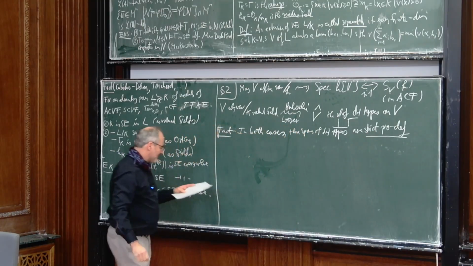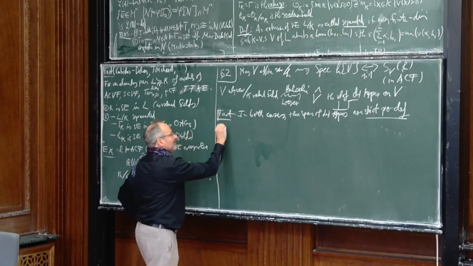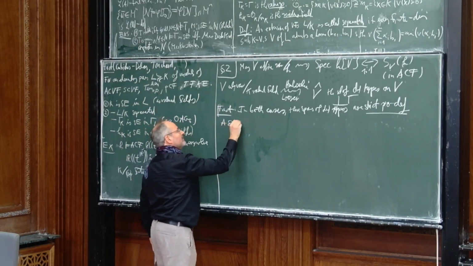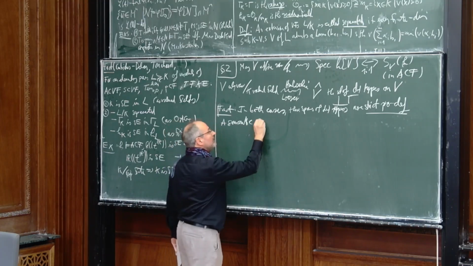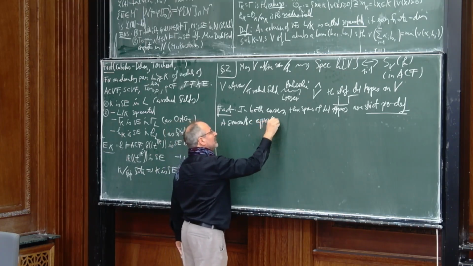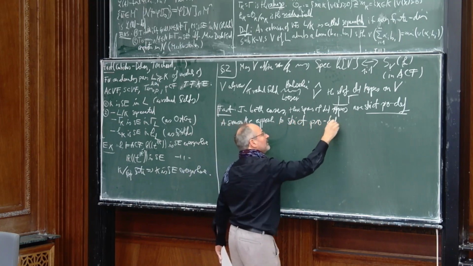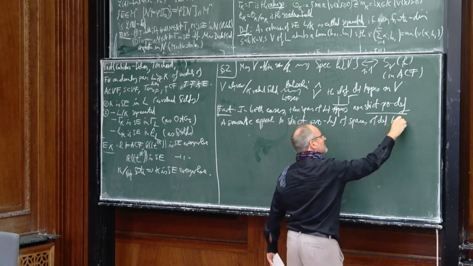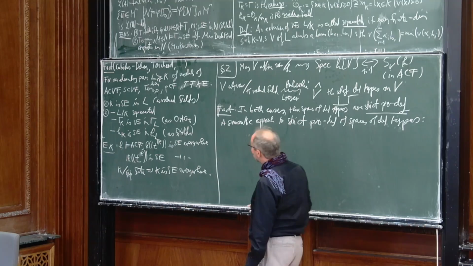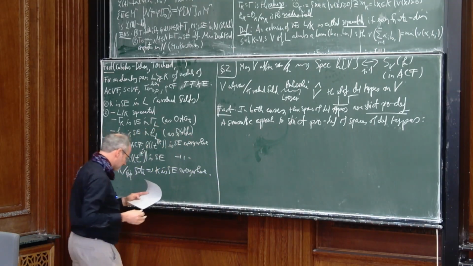Well, we came up with a semantic approach. A semantic approach to strict pro-definability of spaces of definable types. Okay, so we make definable types into structures. So how do we do this?